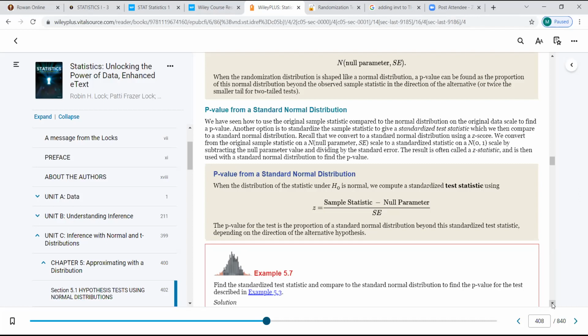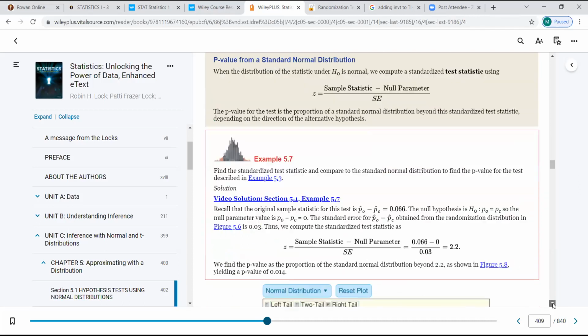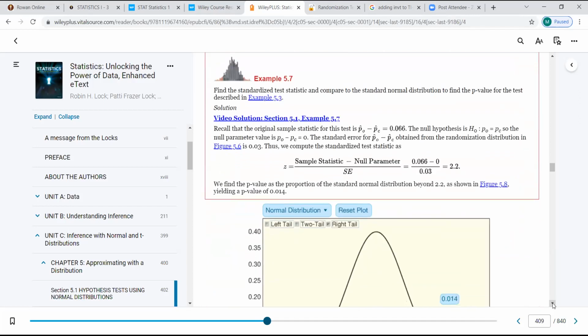All right? So this is exactly what they're doing here. You can see here the sample statistic, again, 0.066. The null parameter is 0. And the standard error, in this case, we're just reading it right off of the StatKey chart. And when we divide these two numbers, we get 2.2. Now, what is this 2.2? It is the z-score that we're going to use for a standard normal curve. All right, the z-score, 2.2.